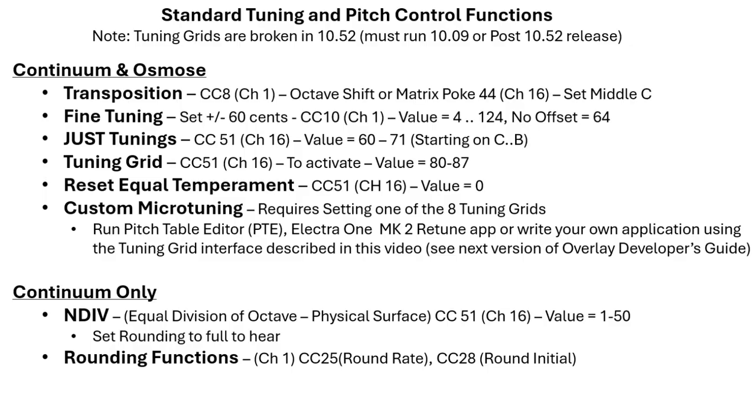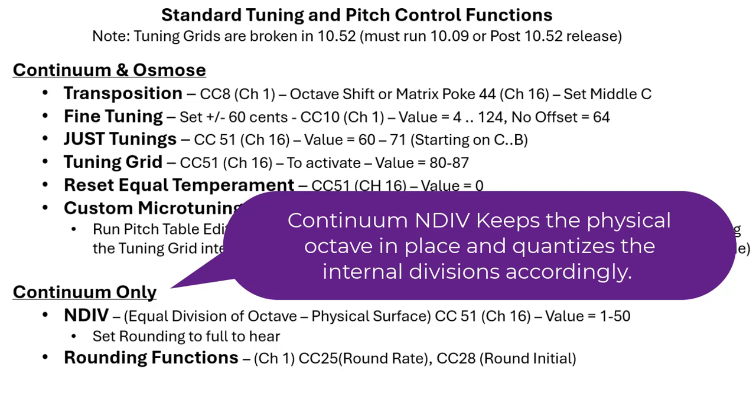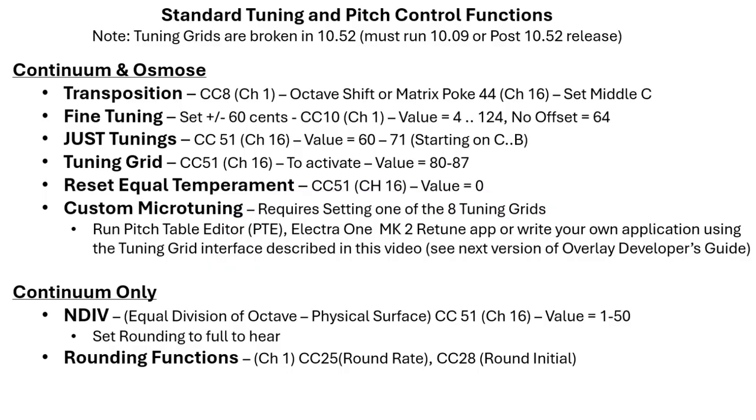There are a few Continuum-only operations that will apply to pitch. The end of tunings are really intended to rescale the Continuum surface into equal divisions of an octave. Now on the Continuum surface, you might not be able to hear this unless you fully quantize, you fully round, and so the rounding functions, CC25 on channel 1 for round rate and CC28 for round initial, are always available, and those are on board the menu system too. They really have no meaning for Osmos because Osmos is a fixed key controller. If you try and set rounding on the Osmos, it will actually round within the key itself, and that really is not what this was meant to do.